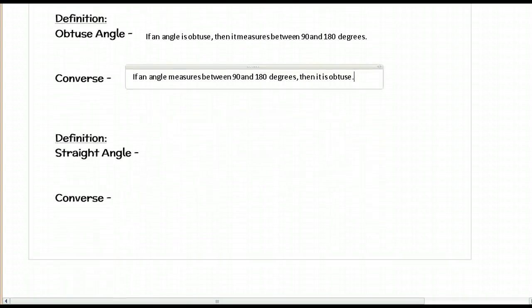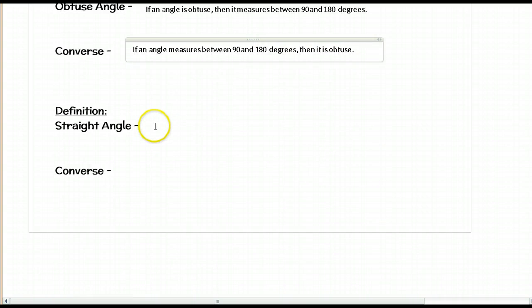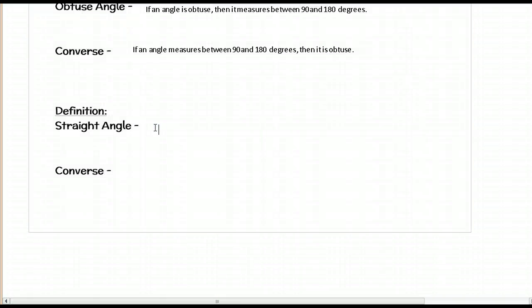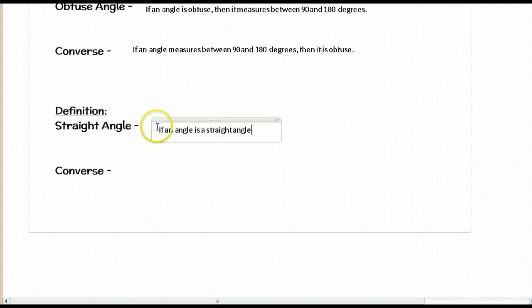Alright, moving on. Again, pause when you feel you need to. The next one, you probably have heard of a straight angle. I think we talked about it in the last video. Anyway, a straight angle is basically a line. When we put a point on a line, it divides it into two rays, and the angle between those two rays would be 180 degrees. So if an angle is a straight angle, then it measures 180 degrees. Feel free to use the degree symbol. I'm just not, because it's easier to type it in right now.